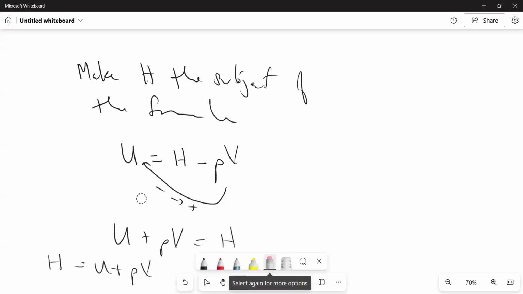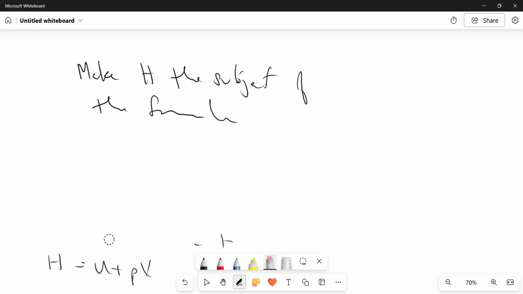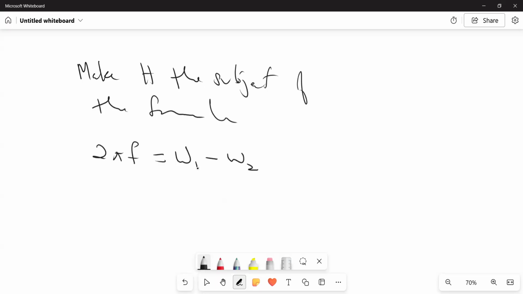Let's take a little harder one that involves a minus sign. So let's say you have the formula 2 pi f. All these are formulas from physics, eh? W subscript 1 minus W subscript 2. And you want to make W2 the subject of the formula.